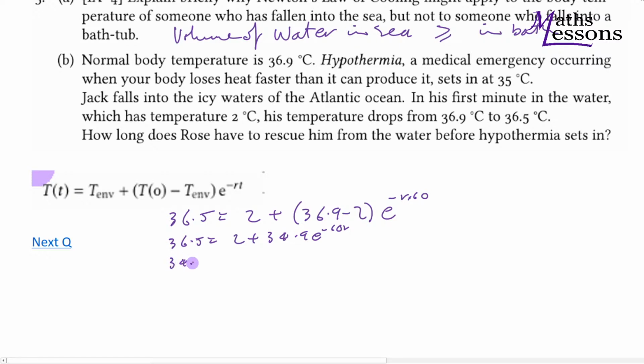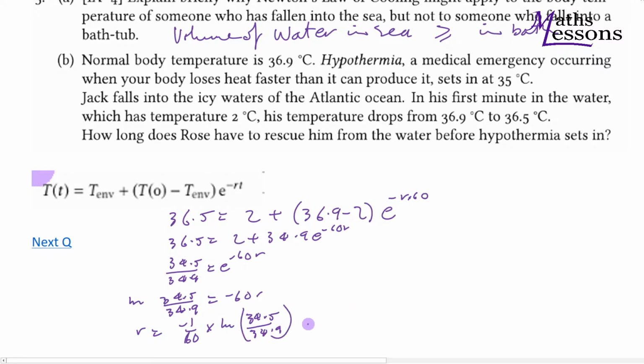So we get 34.5 over 34.9 is equal to e to the minus 60r. So get rid of the e by doing natural log of both sides. So we get natural log of 34.5 over 34.9 is equal to minus 60r. So therefore r will equal minus 1 over 60 times the natural log of 34.5 over 34.9.